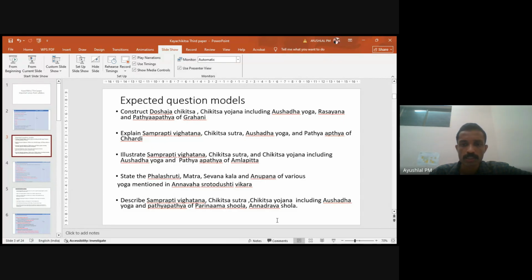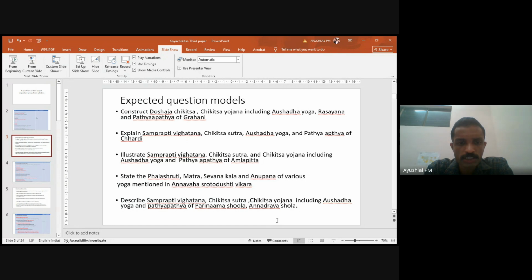And one more important part is state the Phalasruti, Matra, Sevana Kala, and Anupana of various yoga mentioned in Anavasrodhushti. This also you can expect for 10 marks. So here you can see Anupana, Sevanakala, Matra, Phalasruti of different yoga. In Anavasrodha diseases, what all are the medicines we can suggest, and with the details. That is what is discussed here.